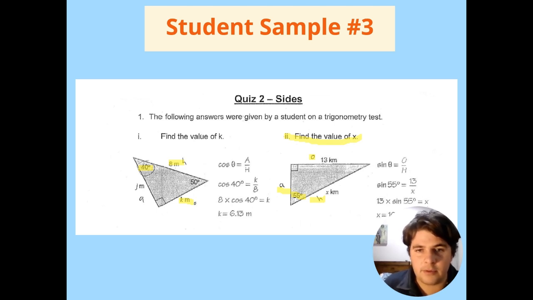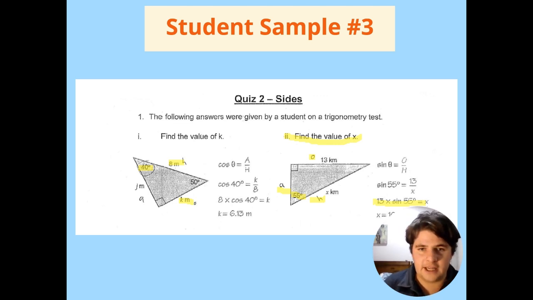They have then put the values in each side, but have also made a similar mistake to student number 2 in the layout of rearranging their equations. So x is actually going to equal 13 divided by sine 55, not 13 times sine 55 degrees.